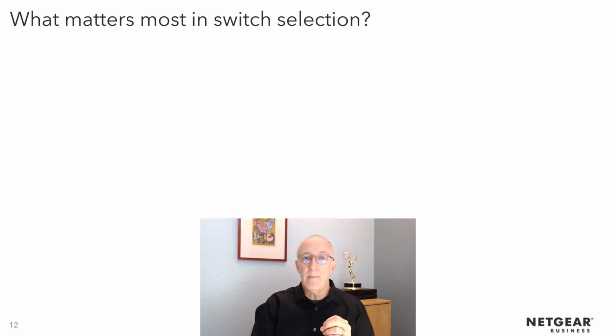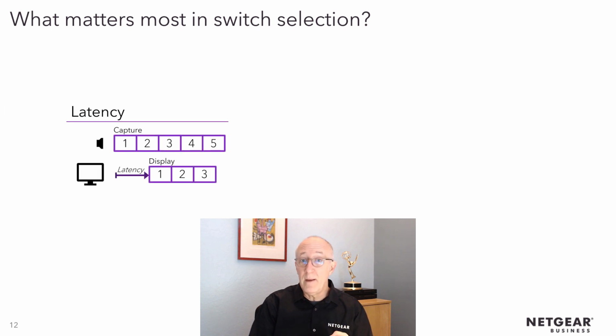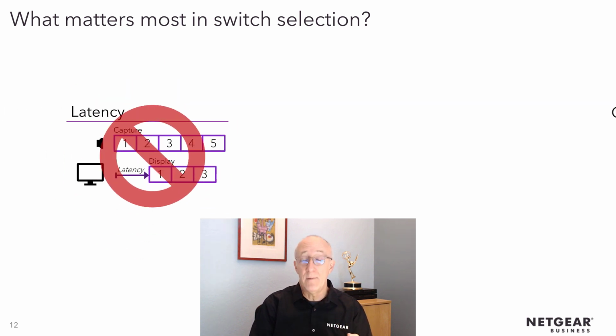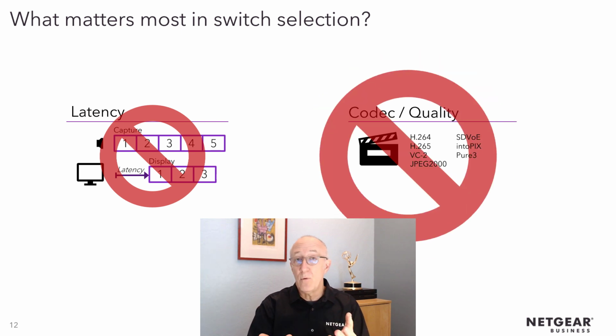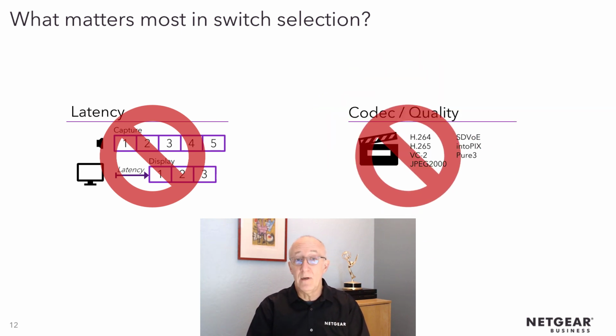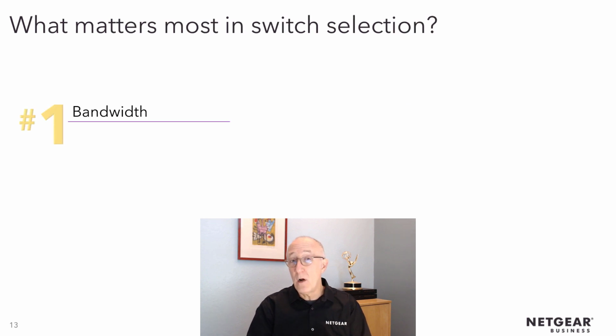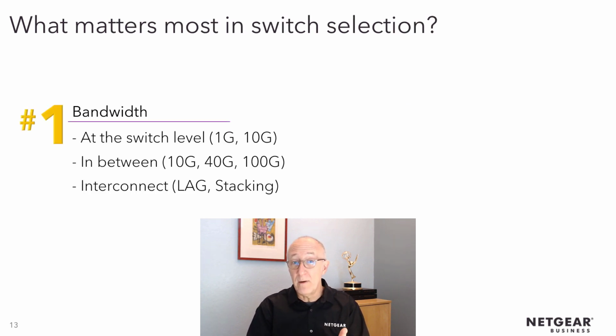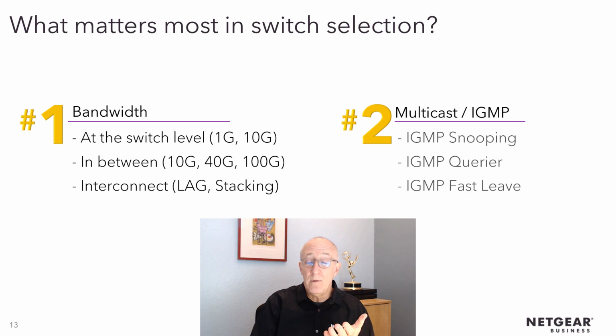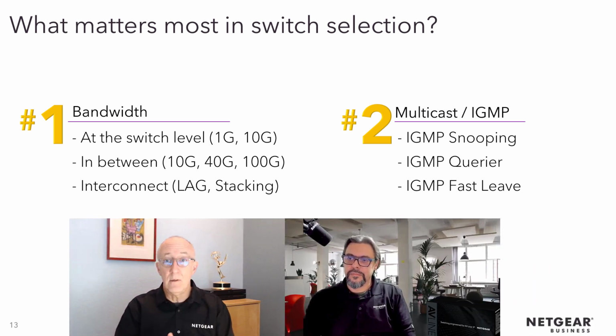Okay, so we talk about switch selection, and you might want to think of latency. Is that the most important thing, or is it the type of codec or the quality of the signal? Those are two big things that are usually brought up in choosing a switch. So we're saying those aren't really the most important, right? What's most important is bandwidth, making sure you have enough on the switch itself for all the inputs, and also between the switches. And then the number two most important thing in switch selection is that it's ready for multicast and IGMP. And Laurent, you know about these different terms. Explain a little bit about these. We'll talk a little bit more coming up too.